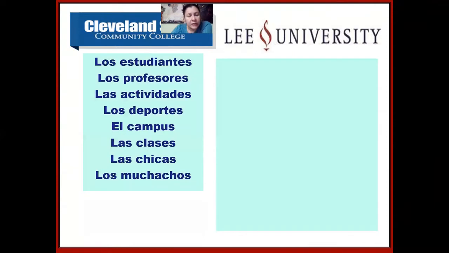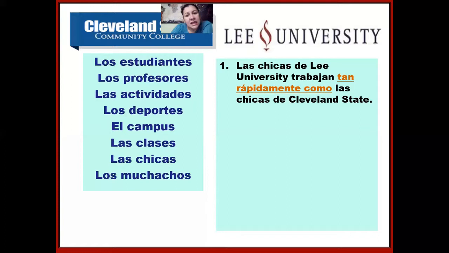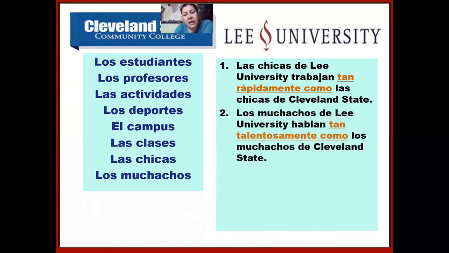Let's compare more. Let's go with this type of sentences. Las chicas de Lee trabajan tan rápidamente como las chicas de Cleveland State. This is again at the same level, okay? Comparison of equality. Los muchachos de Lee University hablan tan talentosamente como los muchachos de Cleveland State.